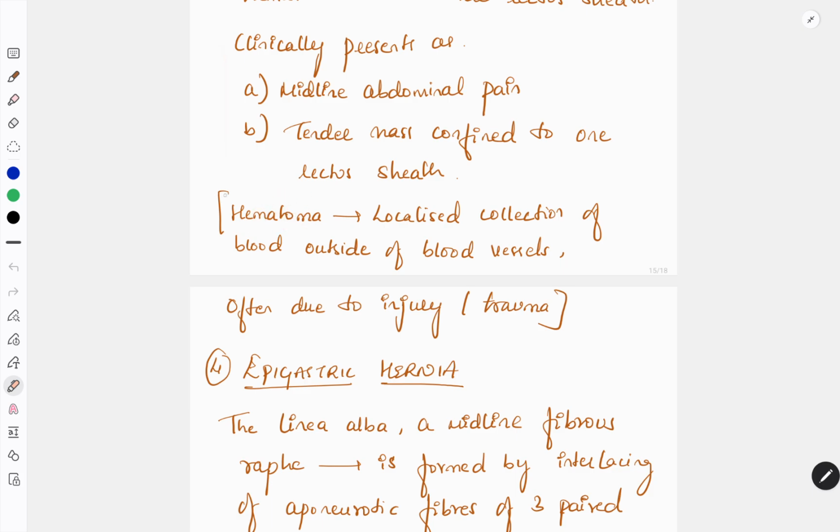Now if some of you do not know what a hematoma is, it is nothing but a localized collection of blood outside the blood vessels, often due to an injury such as trauma or anything like that. That is called a hematoma. It is a localized collection of blood outside the blood vessels.